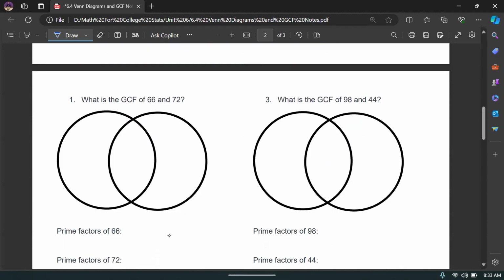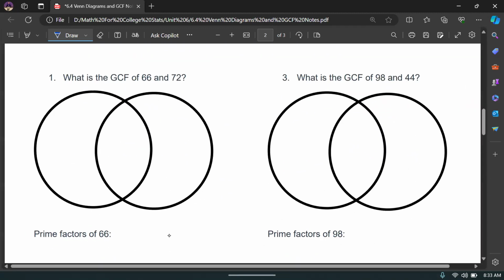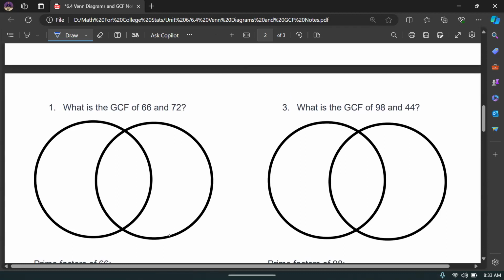All right, so let's do a couple more examples, right? So 66 and 72. Let's look at 66. Now 66 breaks into 11 times 6. 11 is a prime factor.